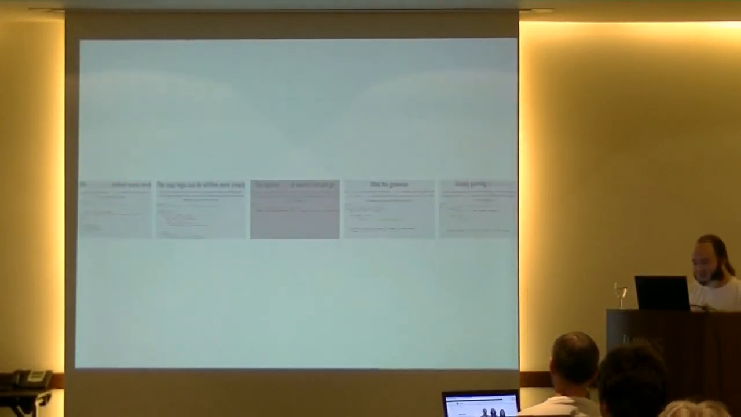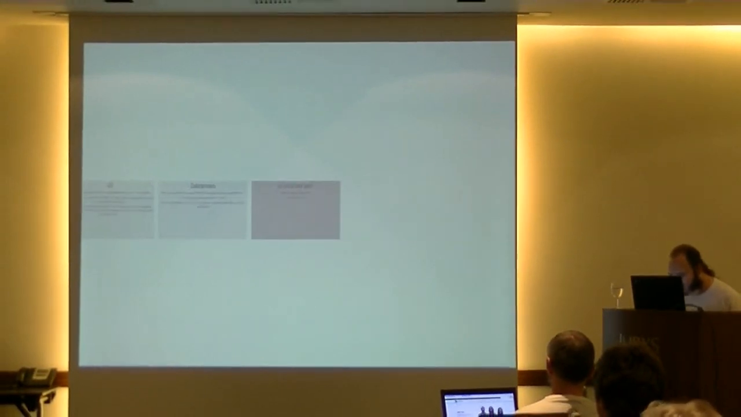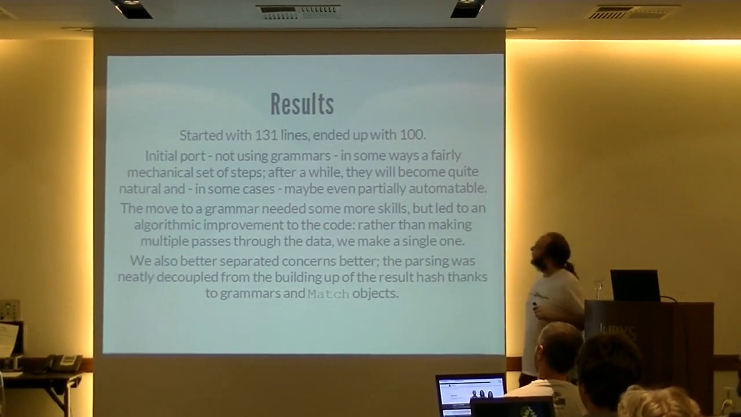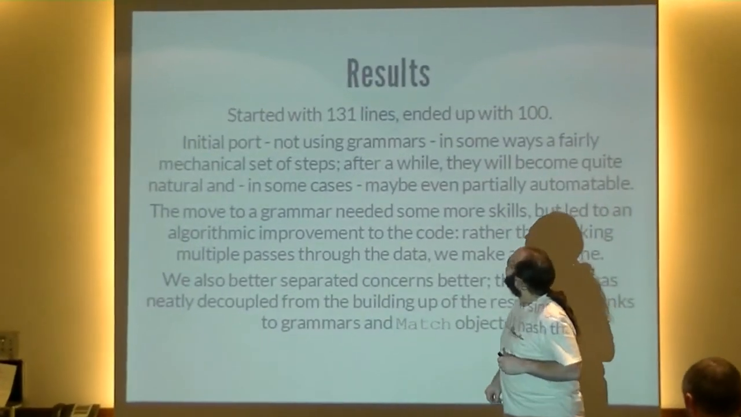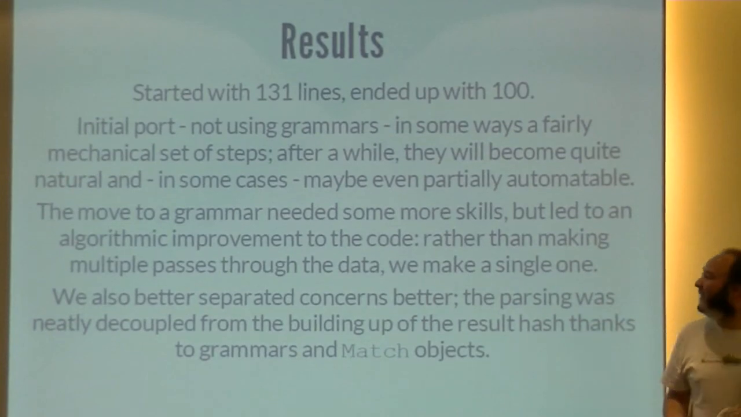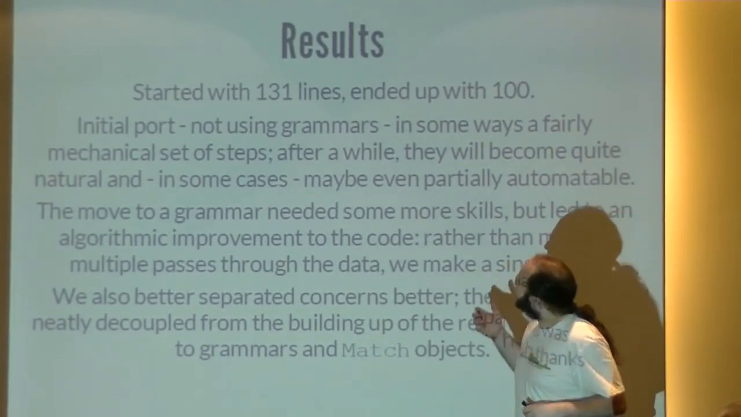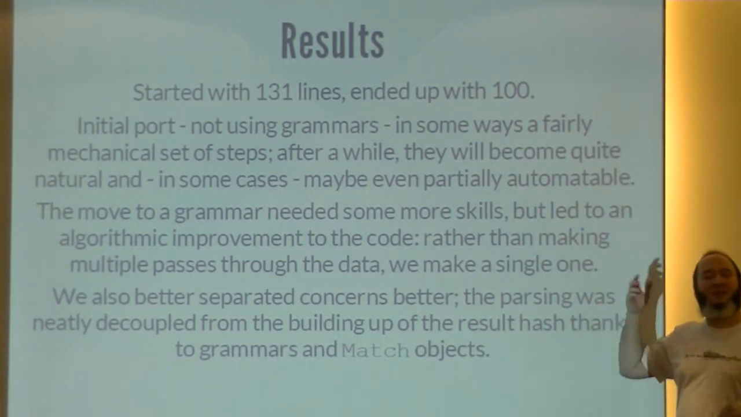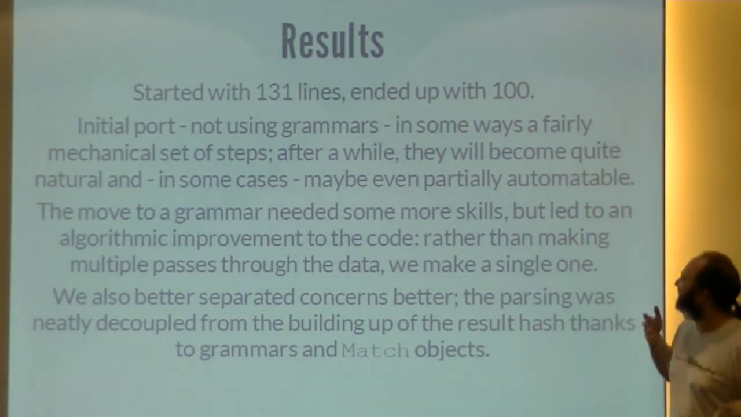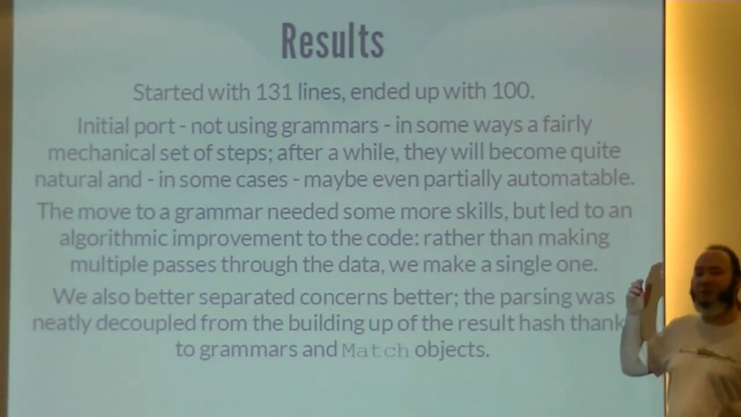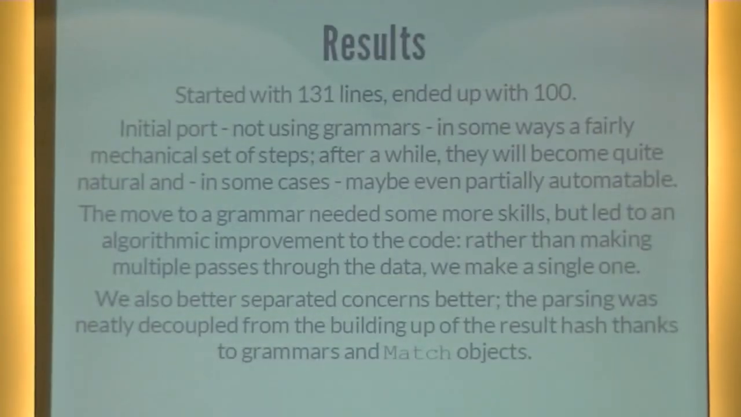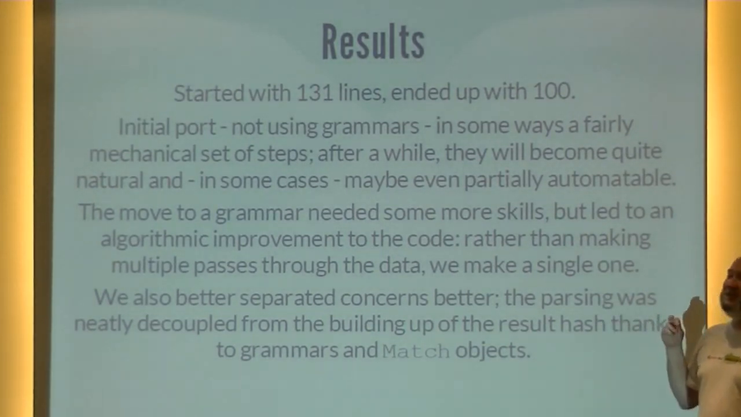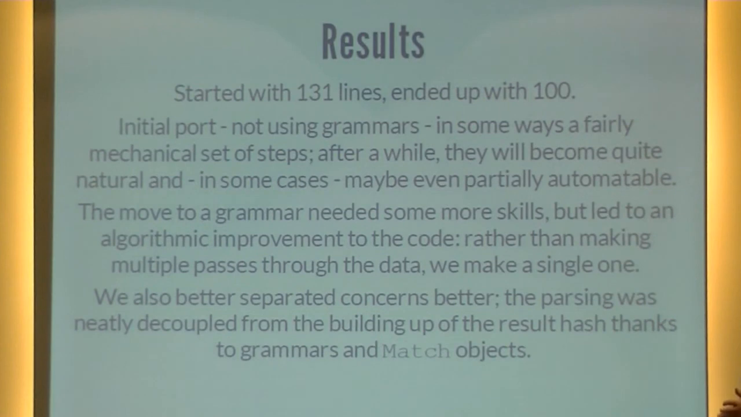Just to conclude, to show you the results of how my module code ended up: we went from about 131 lines to 100. And the basic transform was not too bad. Making it into a grammar is quite a few more steps and needs a few more skills, but it actually leads to an algorithmic improvement once you do that. It's more work, but you can take a look through this if you're curious and see how I did it.